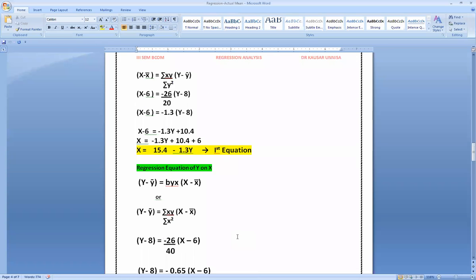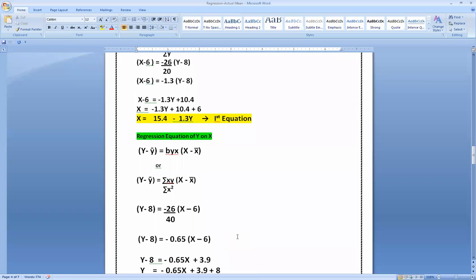Let us go for the second regression line equation, that is y on x. The second equation needs to be calculated. So let's apply the formula that is given: y minus y bar equals byx into x minus x bar.